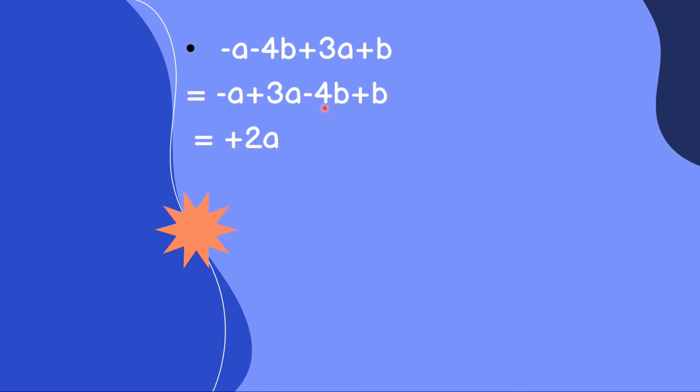Now looking at the second terms, these also have different signs, so we're going to be subtracting them. When we subtract them, we get the answer 3b. 4 is the bigger number here, which has the minus sign, so we are also going to use the minus sign. This is our final answer. So we have another question.